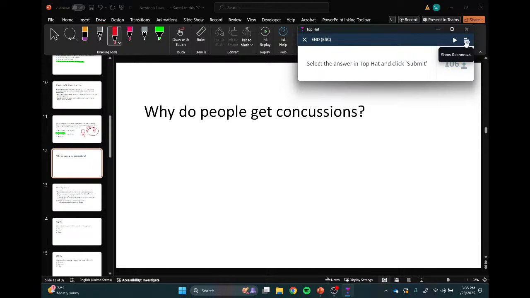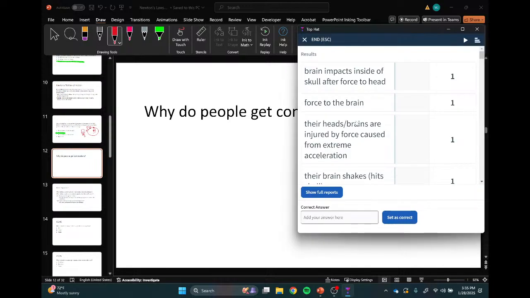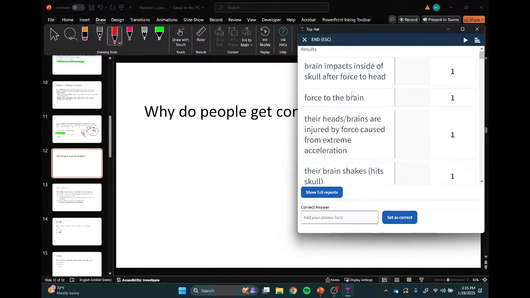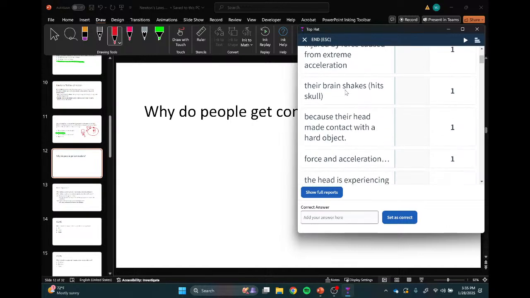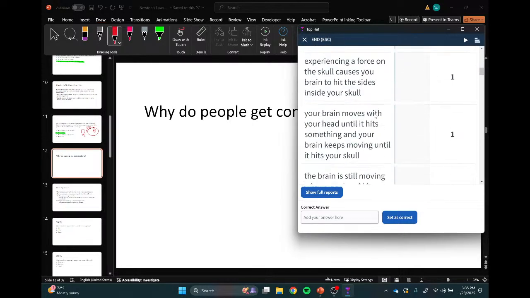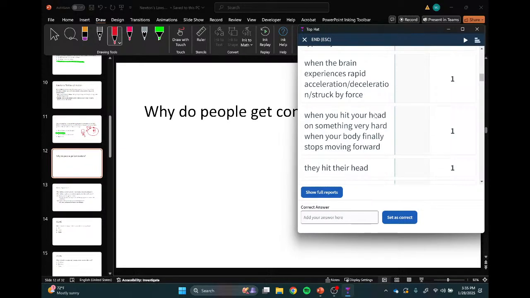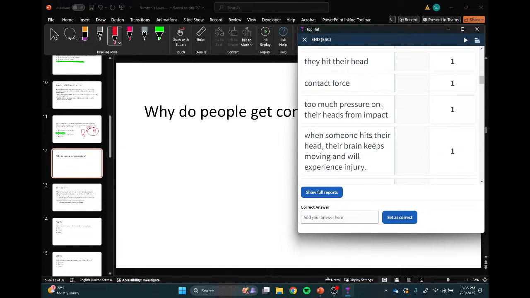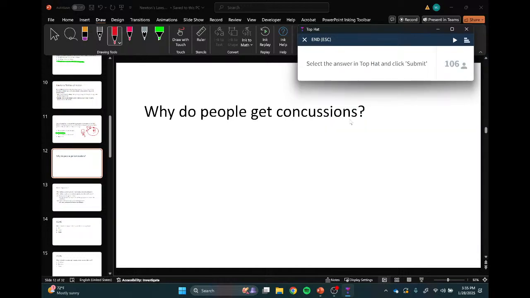All right, so let's see what people put. Don't worry, there's no names, unless people put their name there. Brain impacts inside a skull, force to the brain shakes, contact, force and acceleration, too many forces, you hit something, brain's moving. So yeah, all has to do with the brain moving and hitting the skull. The question is, why does it hit the skull? Newton's first law tells us why.